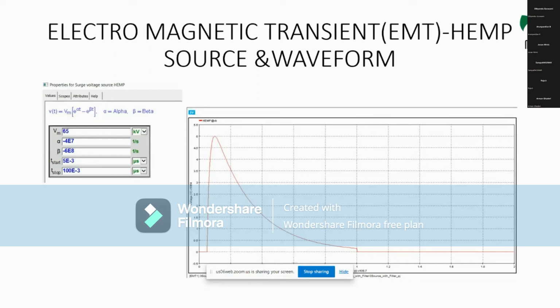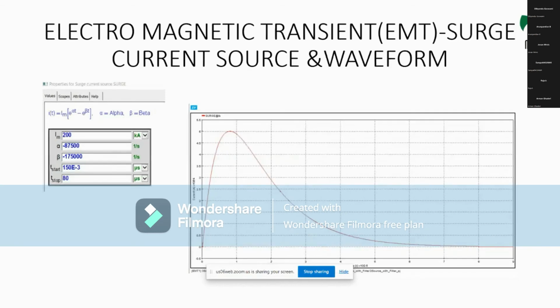So if you want to protect any system from this kind of EMP, we need the exact characteristics of this EMP. That may be the Vm, alpha, beta, and the corresponding duration times and all. Based on that only, we can model this kind of EMP, that is electromagnetic pulse, in terms of waveform. Fine.